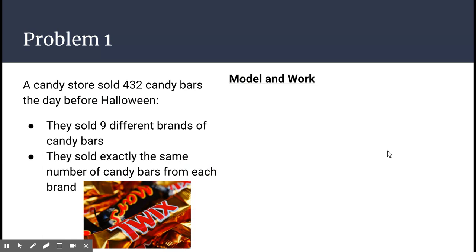All right, problem number one. I'm going to read that one. Candy store sold 432 candy bars the day before Halloween. They sold 9 different brands of candy bars. They sold exactly the same number of candy bars from each brand. So take a moment to try to identify in the problem some key words and key numbers and facts that could help us solve this problem. And then on the right side of your page, try to draw a model to describe this situation that will help us decide what to do.